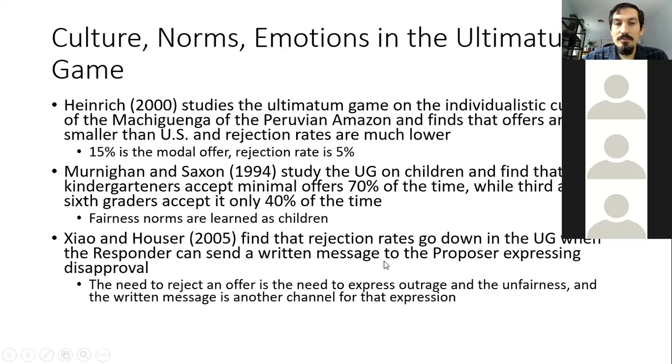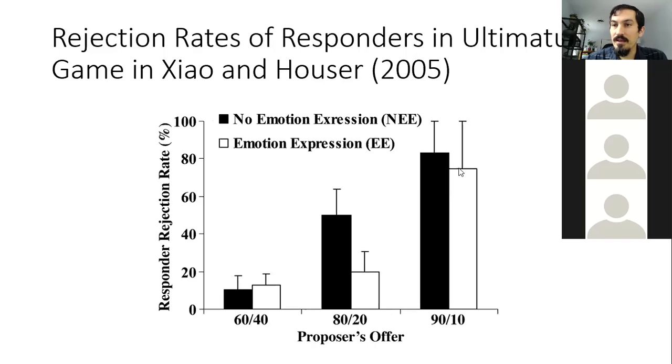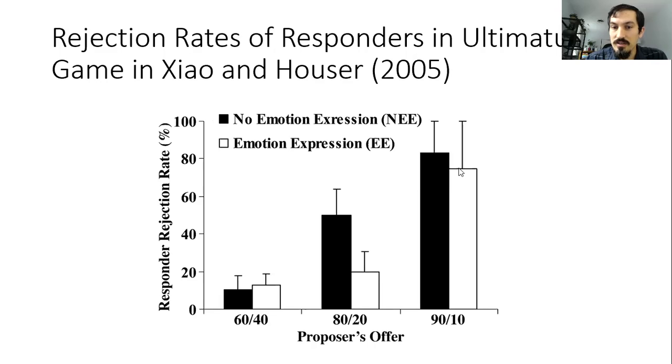Fine. Well, let me show you the numbers. This experiment can be boiled down to these numbers. So let me explain to you these graphs. On the x-axis are the different offers that were given. Either a 60-40 split, like Kevin was offered, 80-20, 90-10. And the black line is how often it's rejected when they cannot send a message. And the white line is how often it's rejected when you can send a message. So there is not a big difference in the 60-40. There's not a big difference in the 90-10.